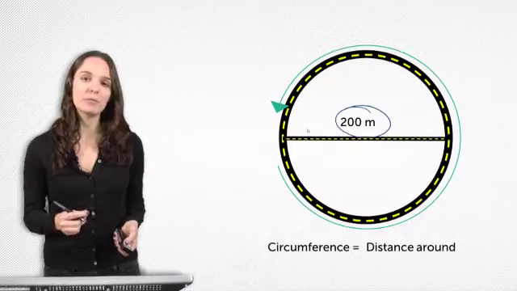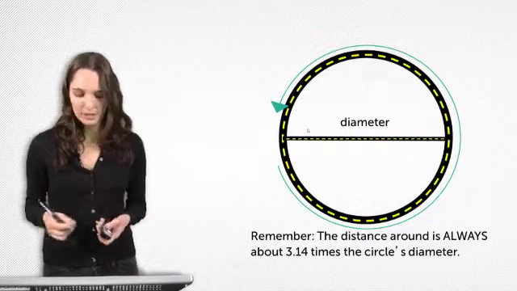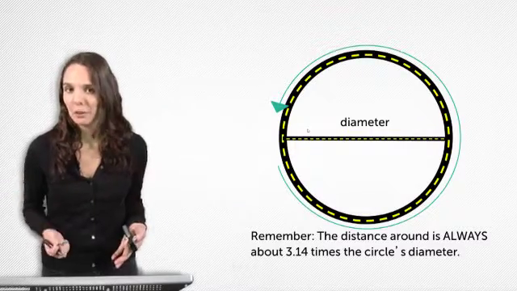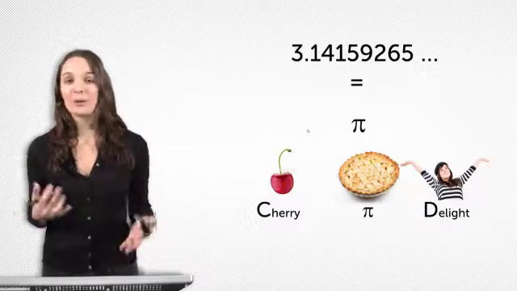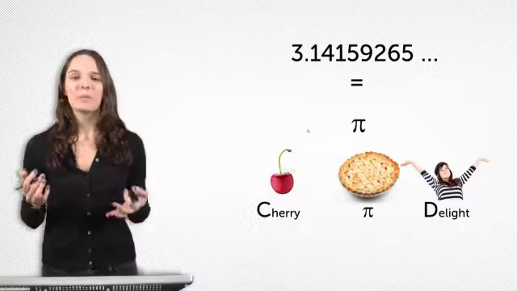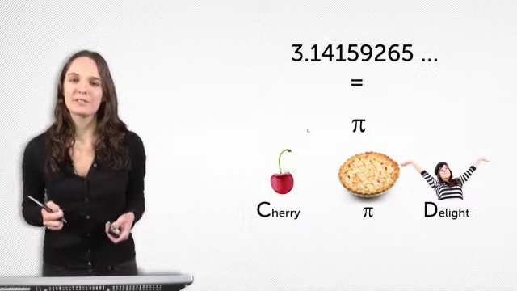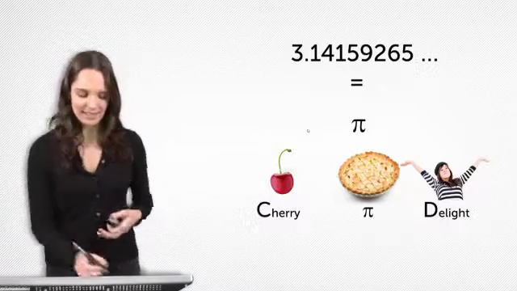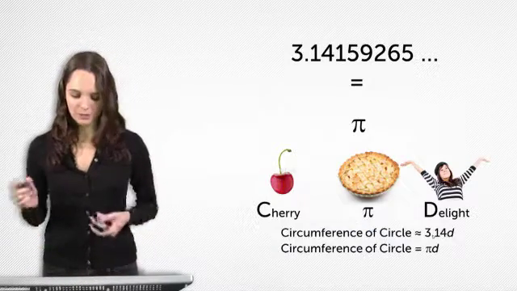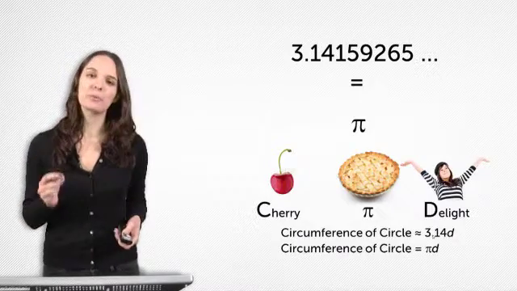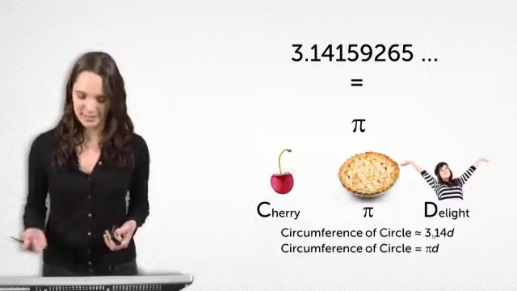Well, remember that the circumference is the distance around a circle. And the distance around the circle is always about 3.14 times the circle's diameter. So just remember that 3.14 is an approximation for pi, which is 3.14159, etc. And you can remember the formula for circumference with cherry pie delight: C equals pi times d. So circumference of a circle is about 3.14 times the diameter, or more technically, pi times the diameter.